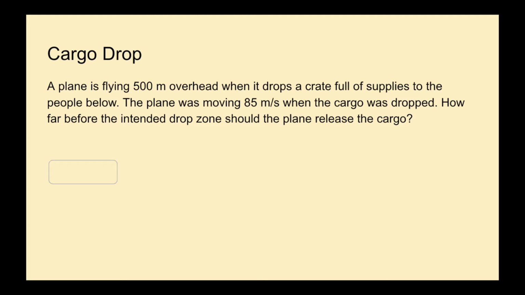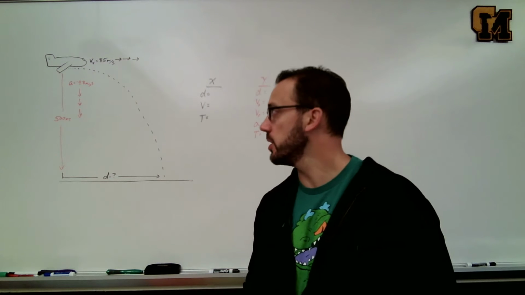A plane is flying 500 meters overhead when it drops a crate full of supplies to the people below. The plane was moving 85 meters per second when the cargo was dropped. How far before the intended drop zone should the plane release the cargo? We have our picture drawn.